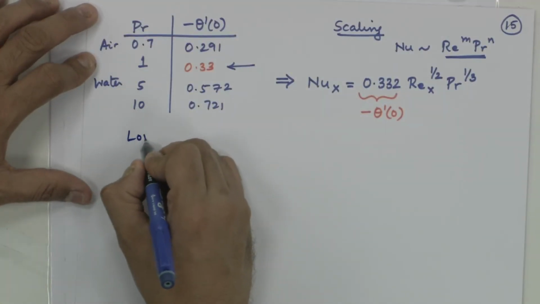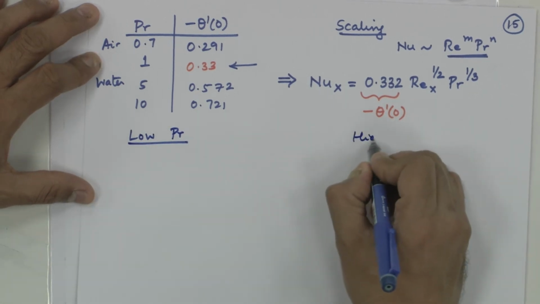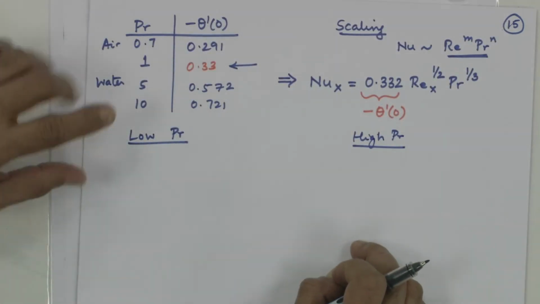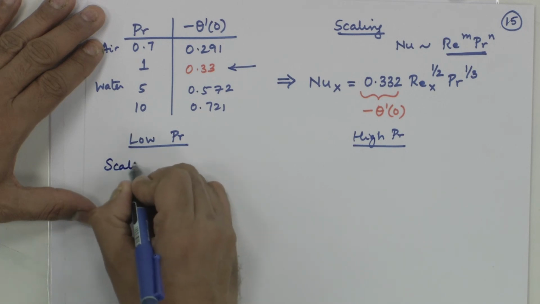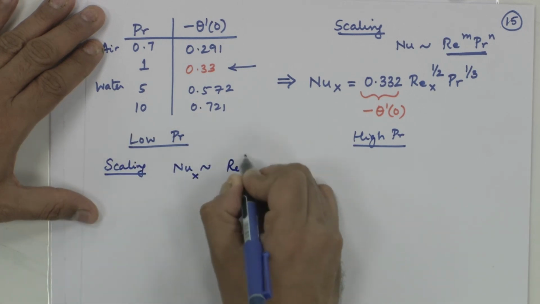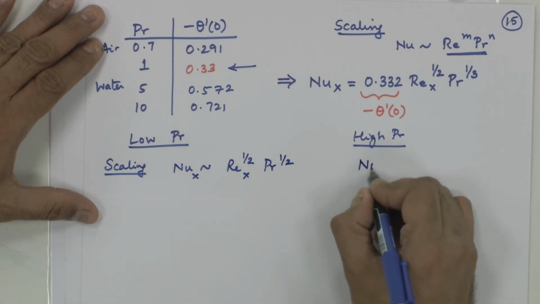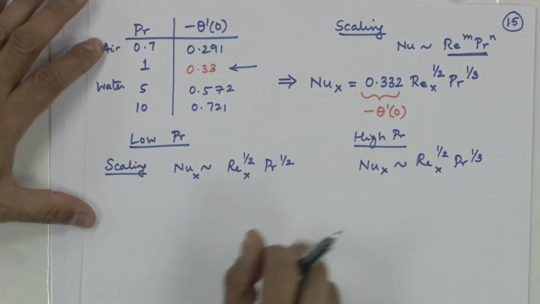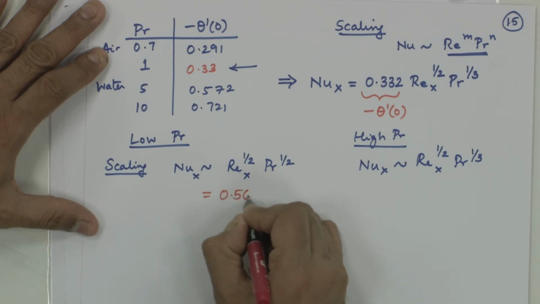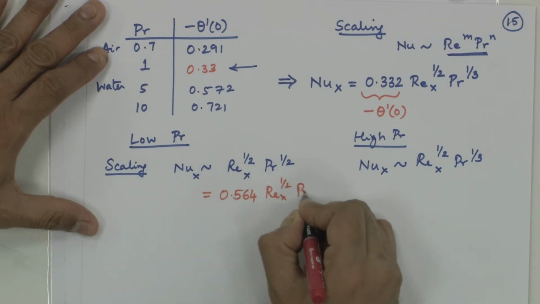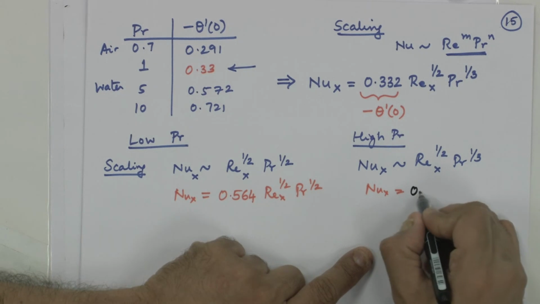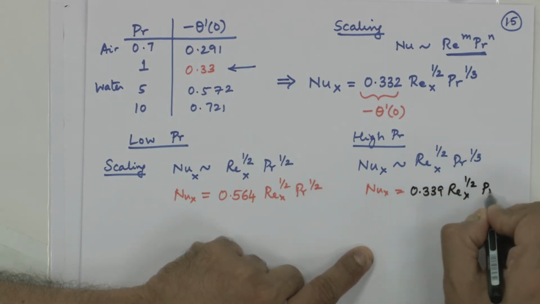And if this is done for high Prandtl number and low Prandtl number cases, we are just going to complete this part. For the solution of this differential equation for low Prandtl number and high Prandtl number cases, scaling gave me Nu is of the order Re to the power half Pr to the power half, and Nu is of the order Re to the power half Pr to the power 1/3. This kind of similarity solution is going to give me Nu equal to 0.564 Re to the power half Pr to the power half, and Nu equal to, this order gets replaced by an equal to sign, 0.339 Re to the power half Pr to the power 1/3.